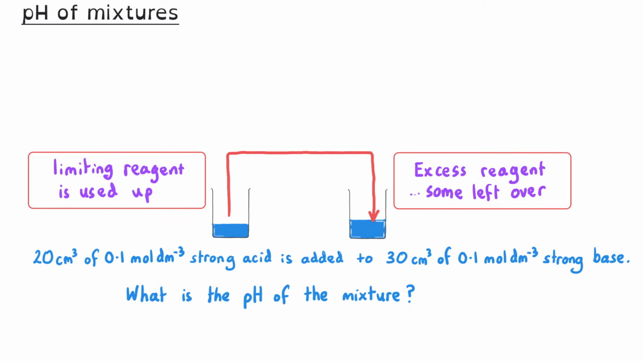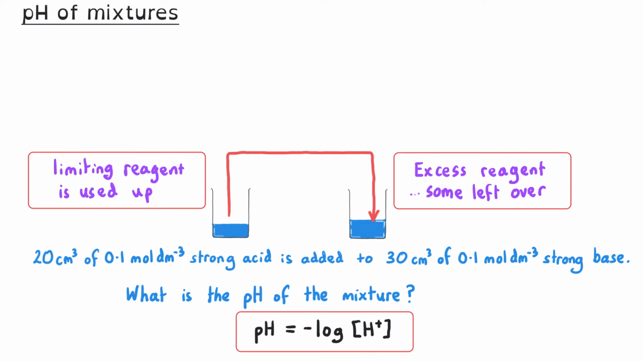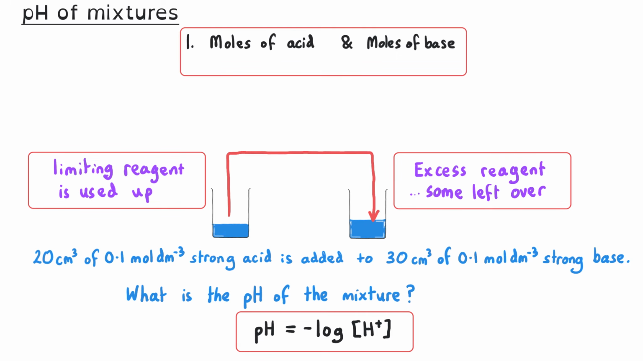And the method that you use to find the pH will vary depending on which of the two chemicals is in excess. Since we're being asked to find out the pH of this solution, the final step will always be the same, regardless of which chemical is in excess. We will need to do pH equals negative log of the hydrogen ion concentration. And so that means all of the previous steps will be working towards finding out what this hydrogen ion concentration is. The first few steps of this process are always the same, regardless of which chemical is in excess.